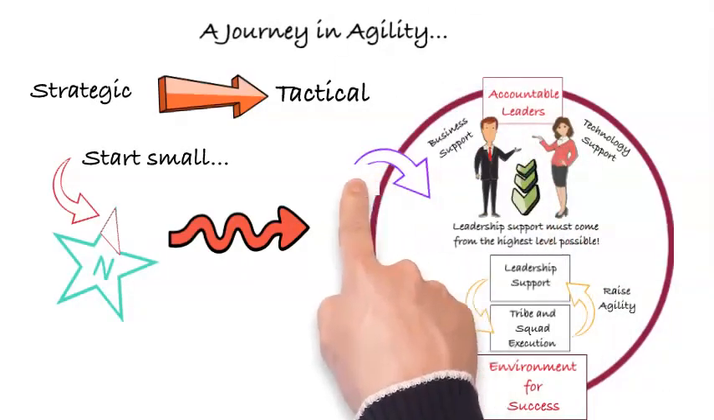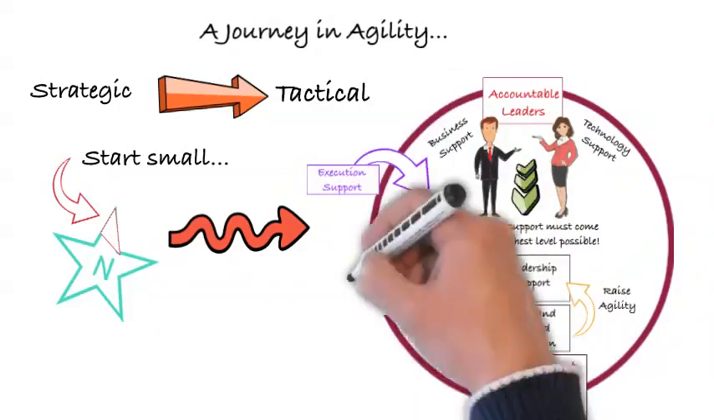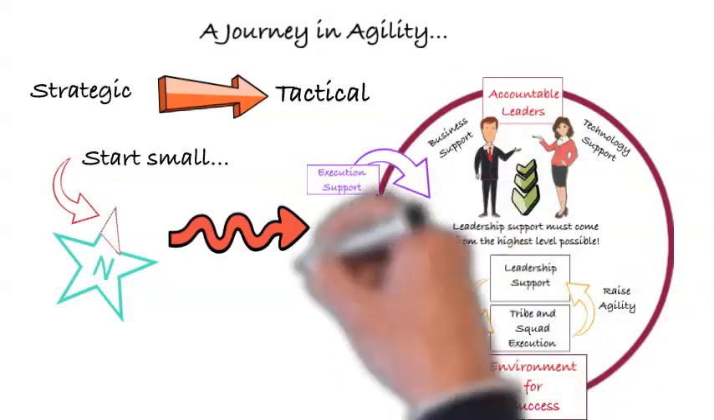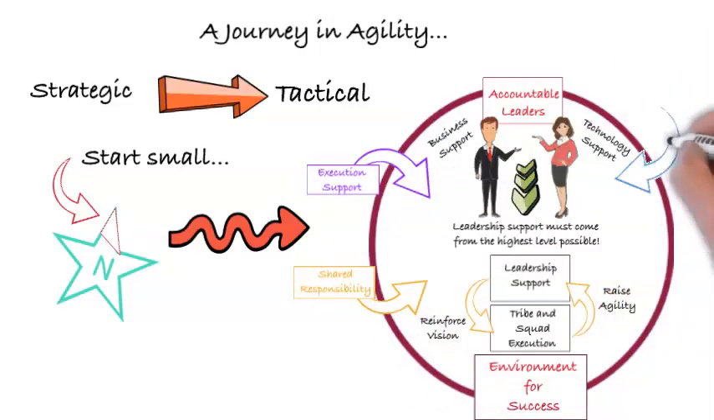There are 3 cultural norms that must be embraced in an agile environment. These are execution support, shared responsibility, and shared accountability for all outcomes across the entire organization.